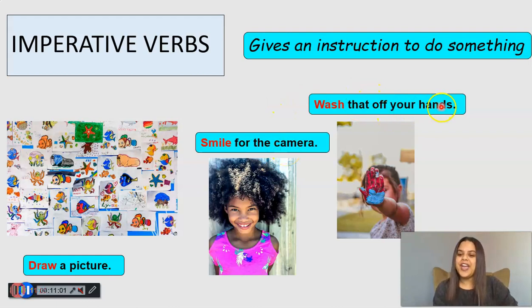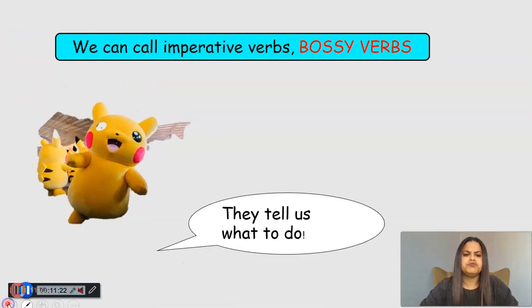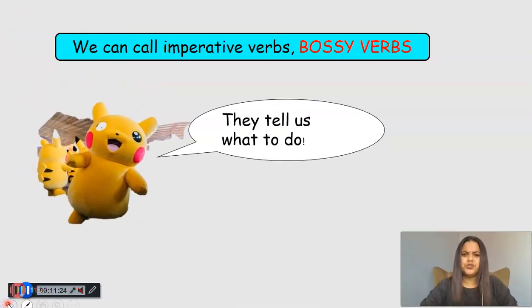Wash that off your hands. Again, it's telling me to do something. And the verb is right over here telling me to wash that off my hands. We can call imperative verbs bossy verbs because they tell us what to do.